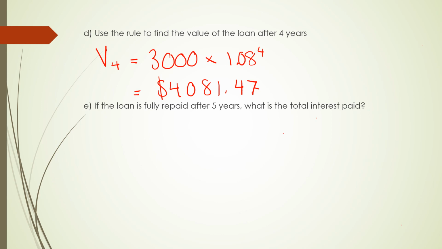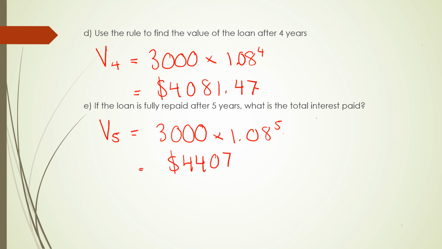If the loan is fully repaid after 5 years, what is the total interest paid? All right, so first thing we need to do is work out how much we've paid after those 5 years. So again, same calculation. 3,000 times 1.08 to the power of 5 gives us $4,407.98. Now that's the total amount paid. We want just the interest.